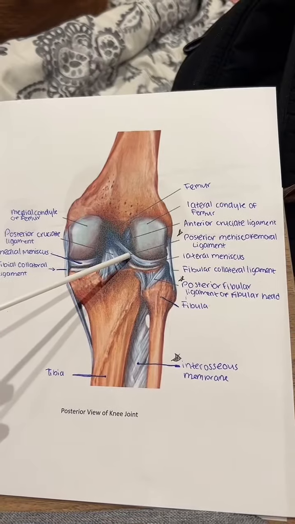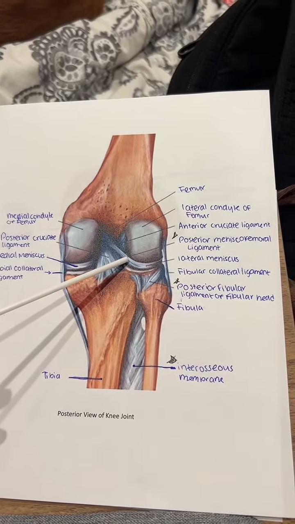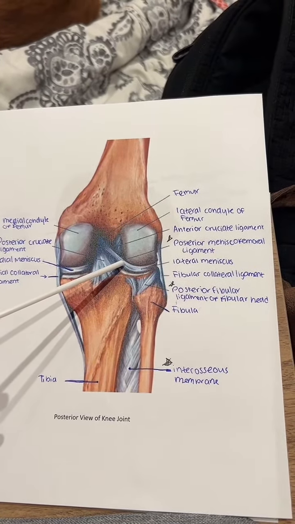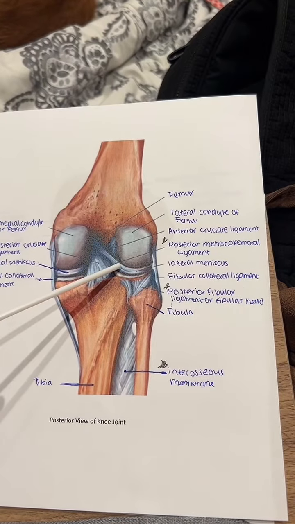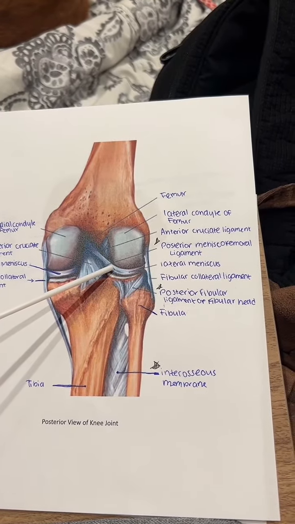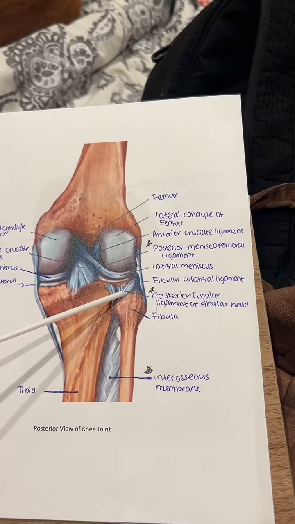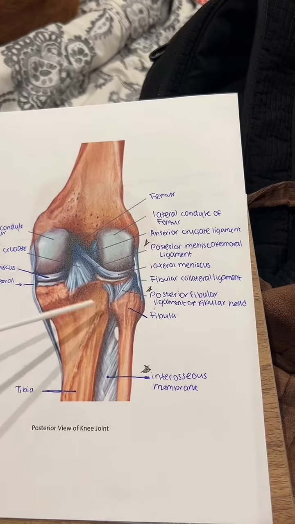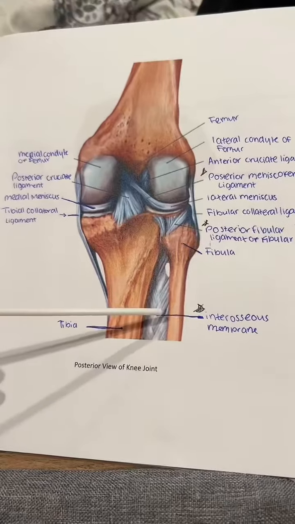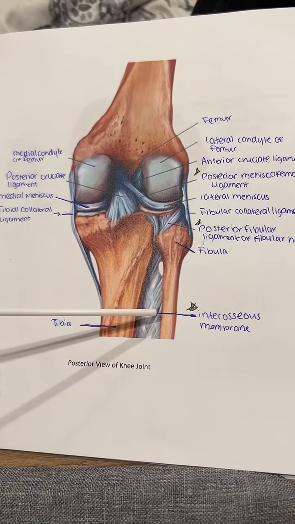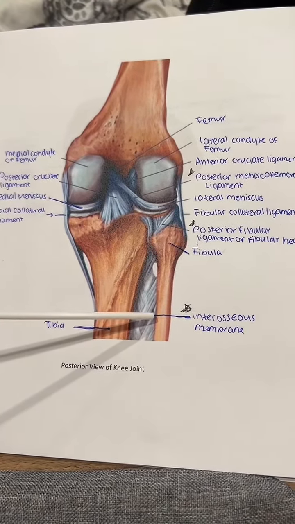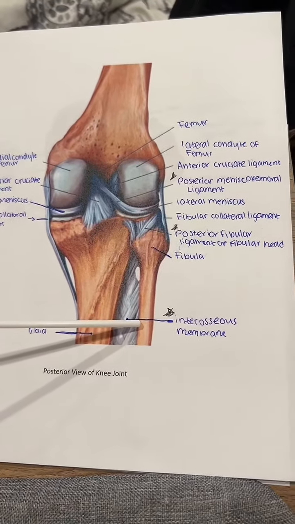There are some new structures on here as well, such as the posterior meniscofemoral ligament, which develops tension during knee extension and helps in stabilization. The posterior fibular ligament of the fibular head attaches the fibular head to the tibial head. And the interosseous membrane shifts compressive load between the tibia and the fibula and separates the muscles from the front to the back.